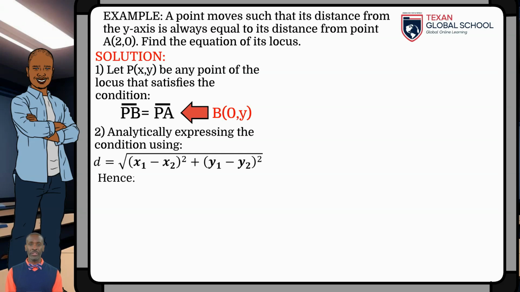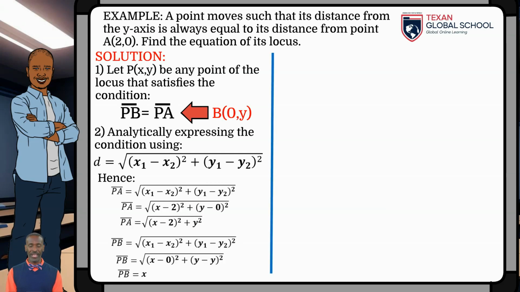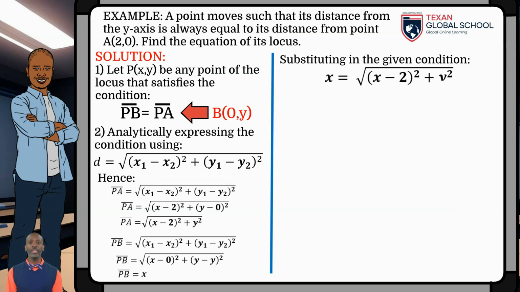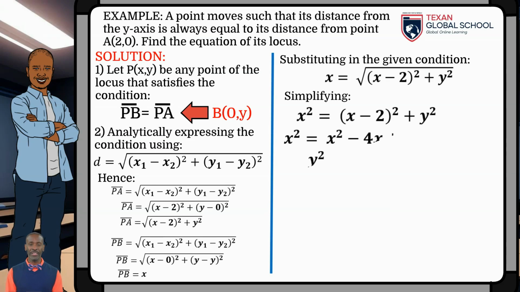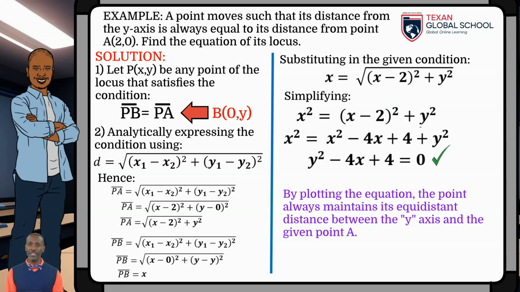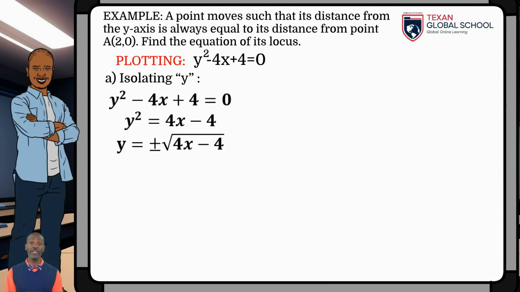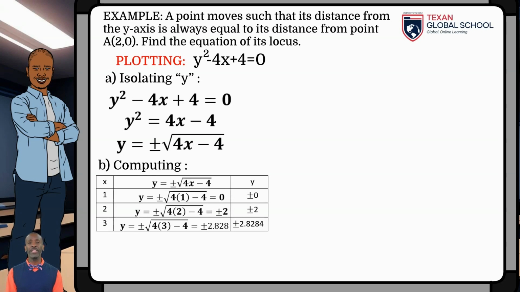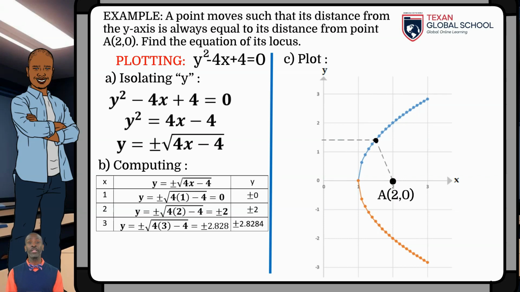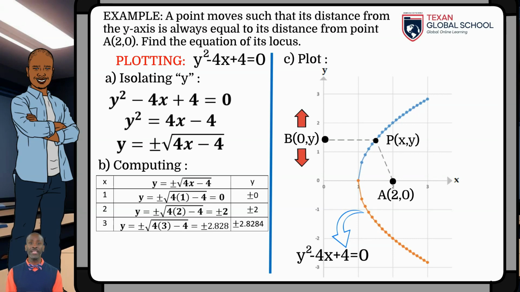Analytically expressing the condition, use the distance formula between 2 points and apply it to each segment. By substituting in the given condition, expand, and then simplify. In this way, results the equation in which the point always maintains the same distance between the y-axis and the given point A. If we plot the equation, we can see the behavior more clearly. Isolate y first and propose points to compute the coordinates. In this way, the distance from point A to the point that P moves is equal to the distance from point P to the y-axis. This was represented as a dynamic point defined as B.